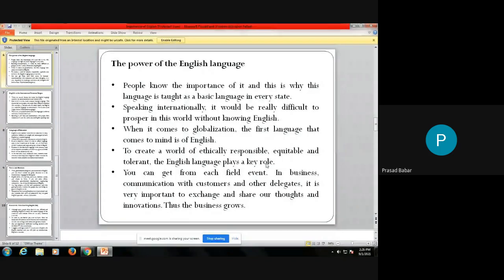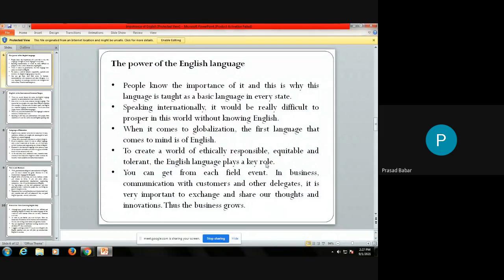एथिक्स असतात काही, एटिकेट्स, इथिक्स म्हणतो आपण. नीतीच्या गोष्टी असतात आपल्याकडे, तर त्यात इथिकल लँग्वेज असते बरं का. इथिक्स म्हणजे नैतिक, बरोबर आहे अगदी. टू क्रिएट अ वर्ल्ड ऑफ एथिकली रिस्पॉन्सिबल म्हणजे नैतिक दृष्ट्या जबाबदार, इक्विटेबल म्हणजे समसमानता असलेली, अँड टॉलरंट म्हणजे सहनशीलता आणि सहनक्षमता असलेली.